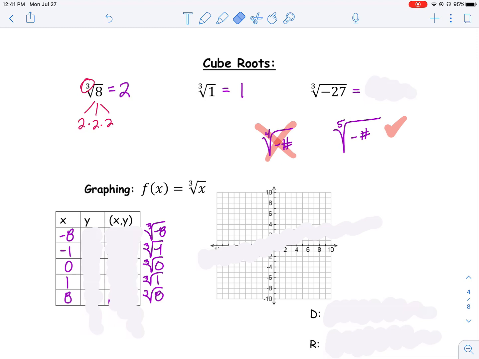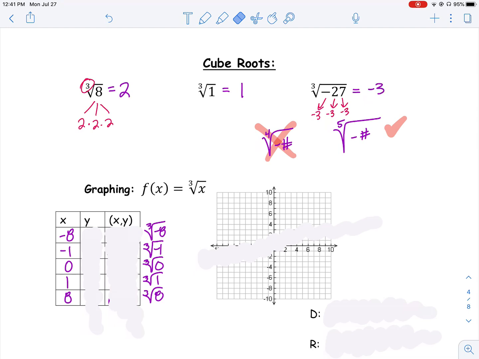Okay, what about the cube root of -27? You might have noticed that there's a negative underneath. Now, is there a number that you can multiply 3 times to get -27? What about -3? Because -3 times -3 is +9. But +9 times another -3, doesn't that give me -27?